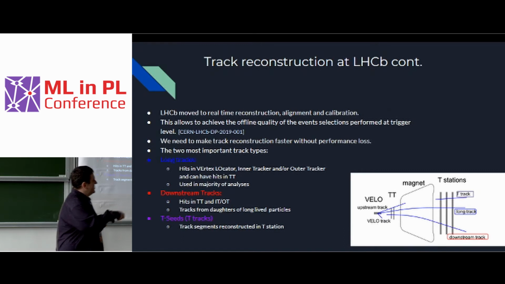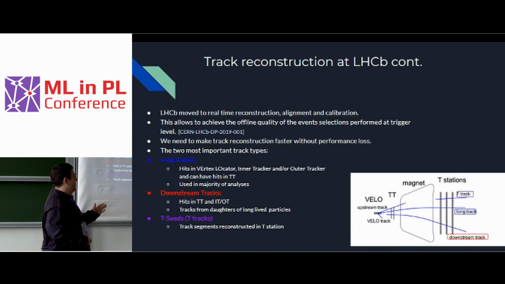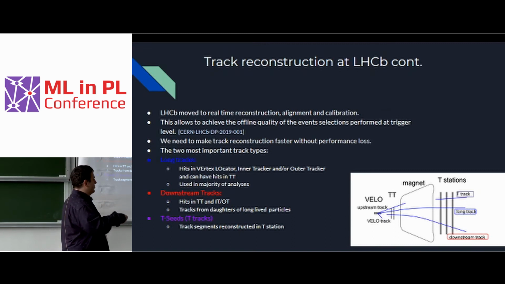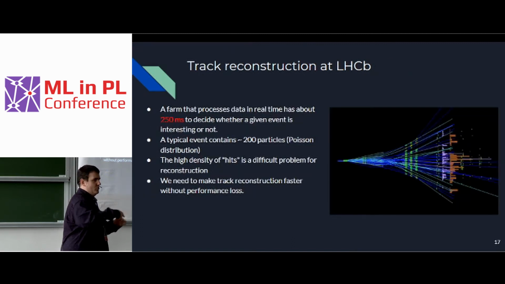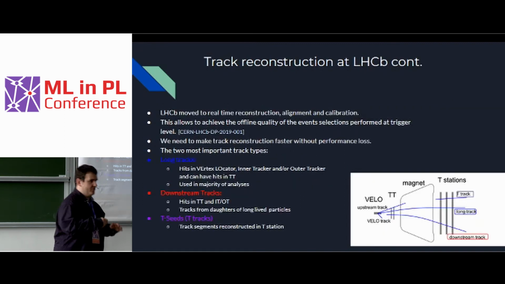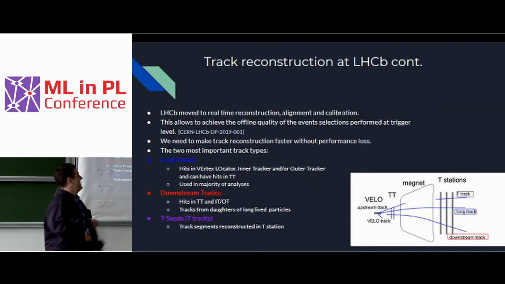And there is a set of stations that are located downstream from the magnet. And what is important, you remember this, right? How many tracks do we need to reconstruct? We've got only 250 microseconds, sorry. And it needs to be very reliable, I would say.